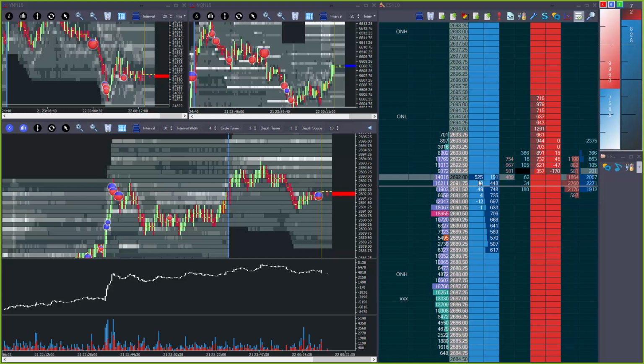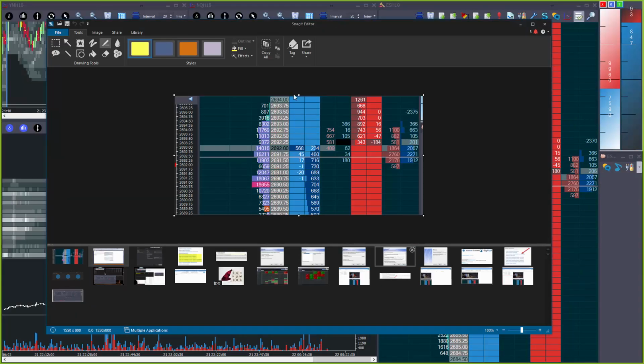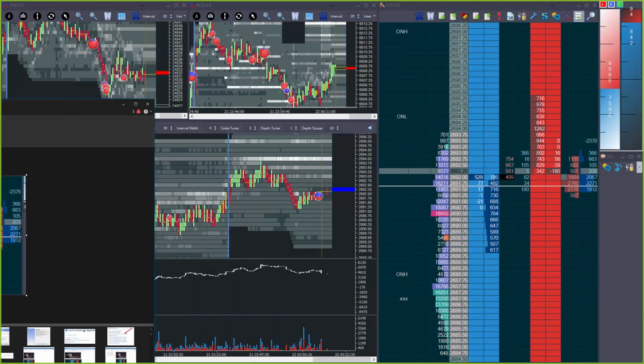Now we can see at the moment, let's see what they're adding here. See if I can take a snapshot of that. Okay. Let's just let it trade a little bit more.